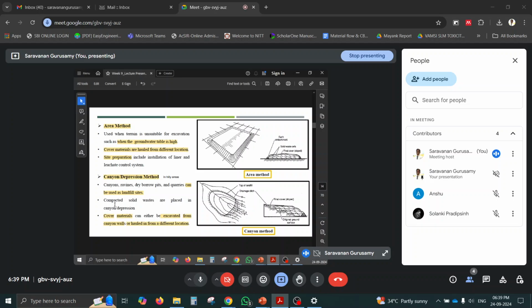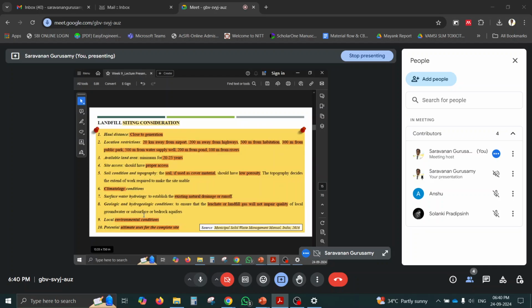But you should be very careful to check for fractures in the rocks. If there is any fracture in the rock, then the leachate may migrate through the fracture and reach the groundwater. So we need a proper liner system for the depression method also, the canyon method also. Okay. So here also cover material should be hauled from some other places. So those are the three principles of landfilling methods.